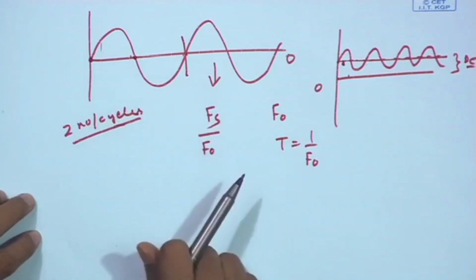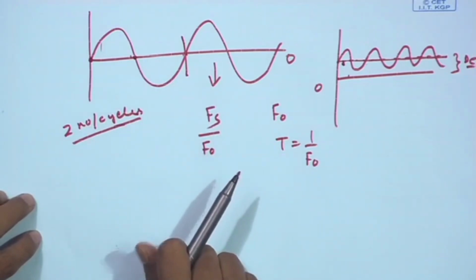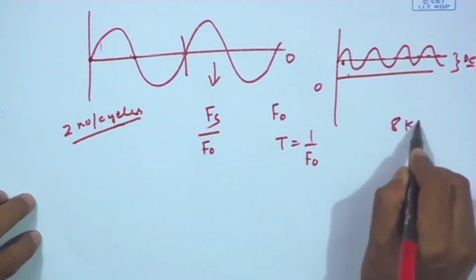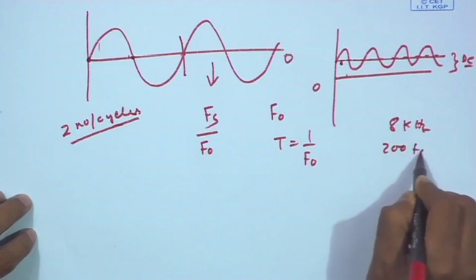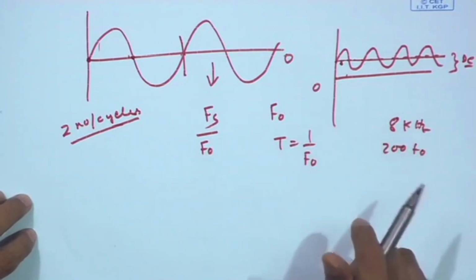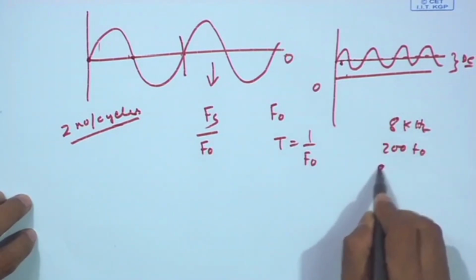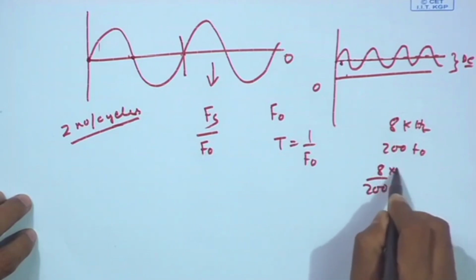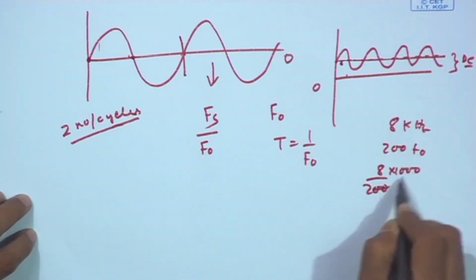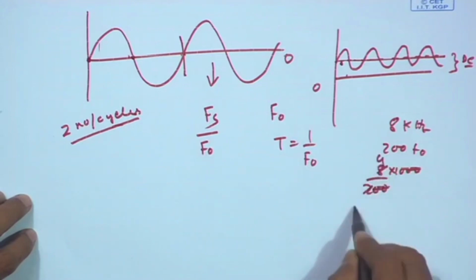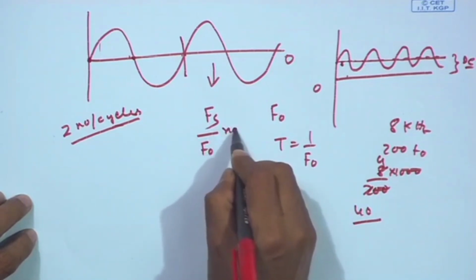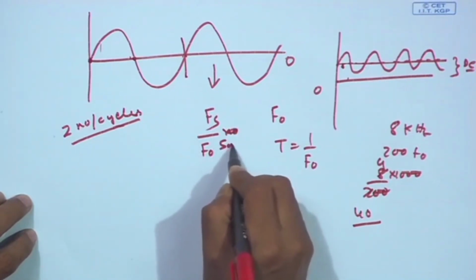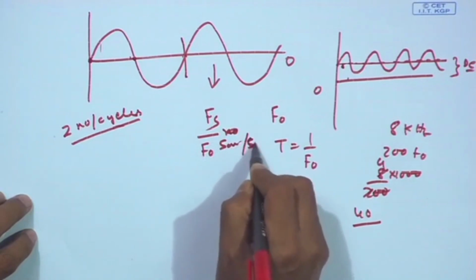Fs by F0. So, if it is an 8 kilohertz sampling frequency and I have a 200 hertz F0, how many samples will be there in one cycle? 8K divided by 200 hertz. So, 40 samples per cycle. Okay. So, this is the number of samples, or I can say samples per cycle.